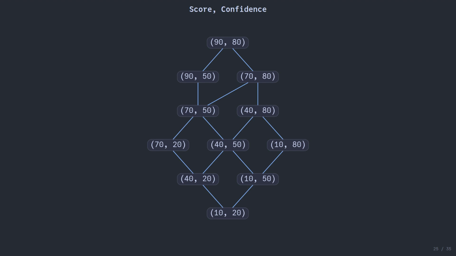The join of two pairs is formed by taking the maximum of each component. The meet is formed by taking the minimum of each component. This gives us a lattice where every pair of evaluations has a unique best common upper bound and a unique best common lower bound. It is a simple structure, but it captures the idea that a move can be better in one dimension and worse in another, and the lattice keeps the bookkeeping clean.